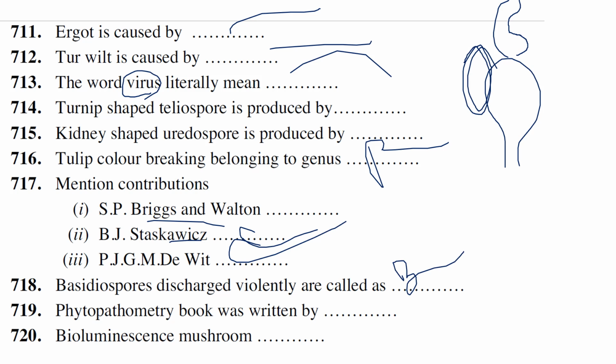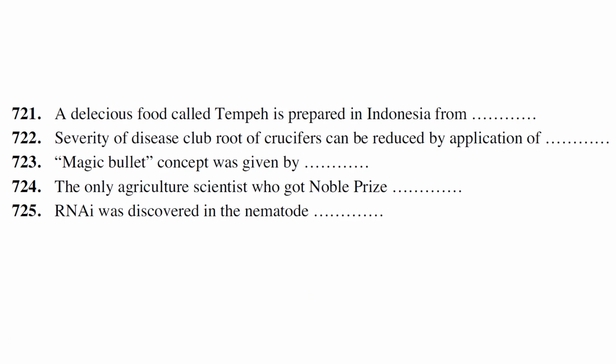Then a phytopathometry book was written by C.D. May. Bioluminescence mushroom: Armillaria mellea is considered a bioluminescent mushroom. This is also an example of rhizomorph producing fungi, right? A delicious food, tempeh, is an Indonesian food actually produced from Rhizopus.